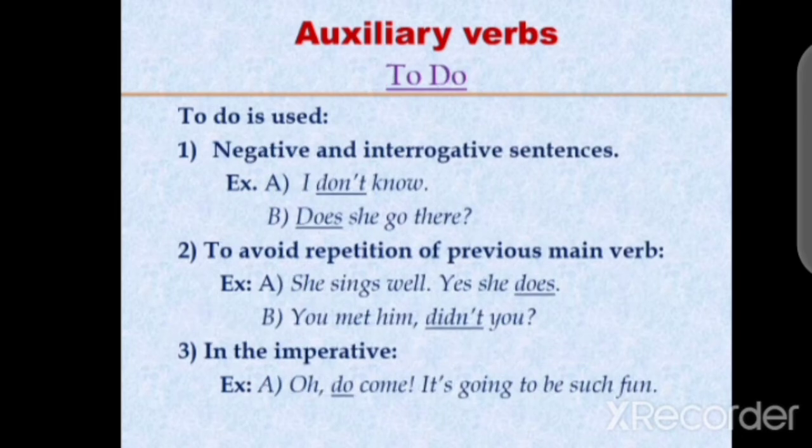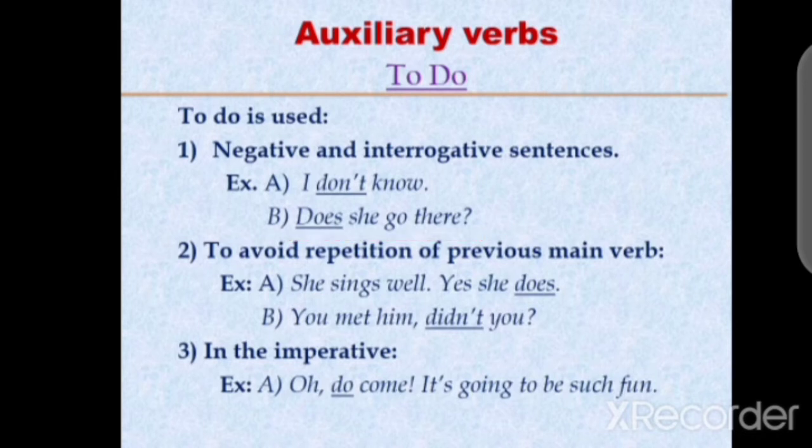So the third and last part of the auxiliary verbs is to do. These are used in three contexts. First is used in negative and interrogative sentences. For example, I don't know. It is used in the sense of negatives. Next example, does she go there? It is used in the sense of interrogatives.